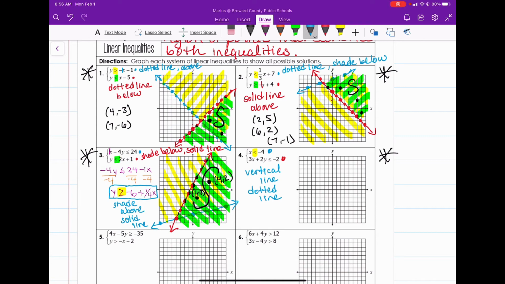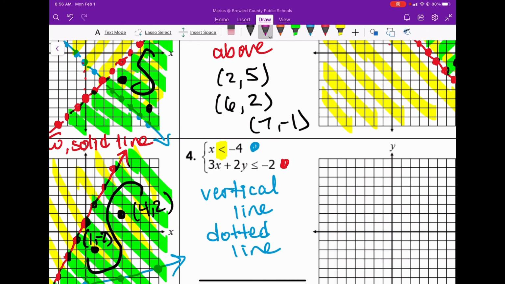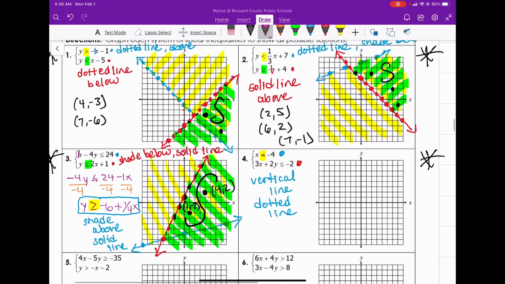And we're going to have to shade, if we zoom in here, we have to shade to the left because the arrow's pointing to the left. So shade left. Okay.